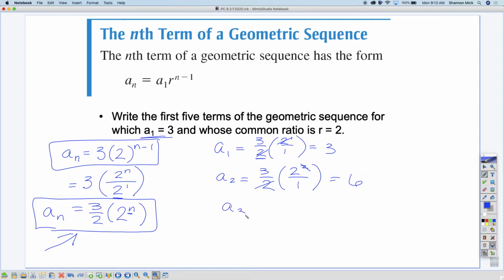A sub 3, plug in the 3. So 3 halves times 2 to the third. And one of my exponents is going to reduce. So 2 squared is 4 times 3 is 12, yes. And a sub 4 and a sub 5. Do those on your own.